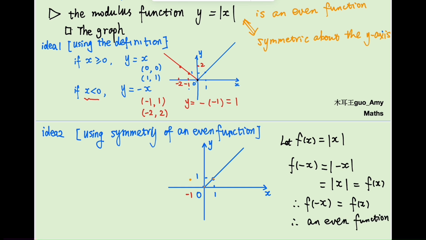Then we just use 2 points to determine the graph on the right part of the y-axis. For example, use (0, 0) and (1, 1). Then we are going to reflect this part in the y-axis to obtain the other half. So we can use the points (0, 0) and (-1, 1) to help us reflect the graph. So this idea mainly focuses on the feature of an even function.